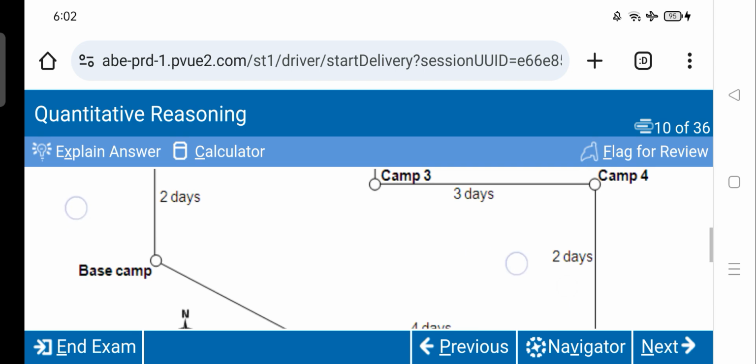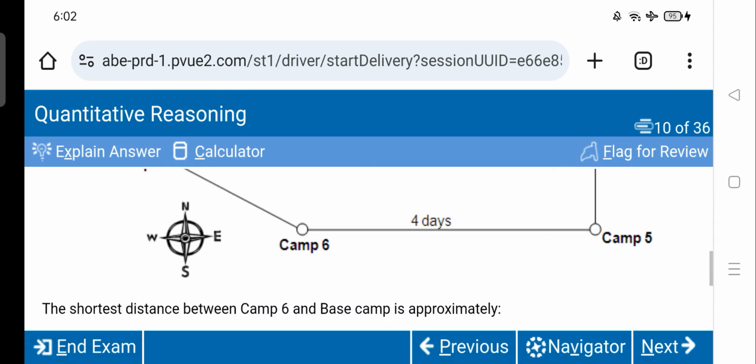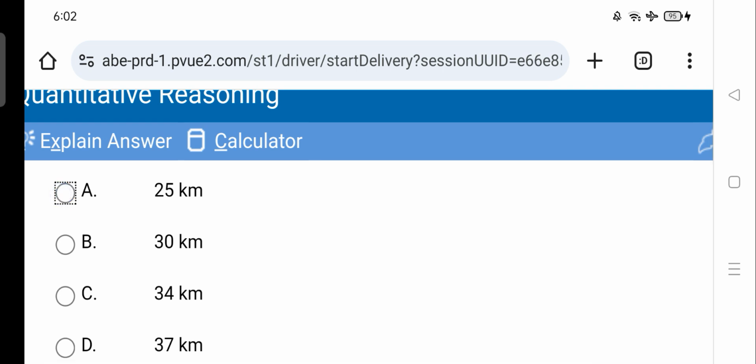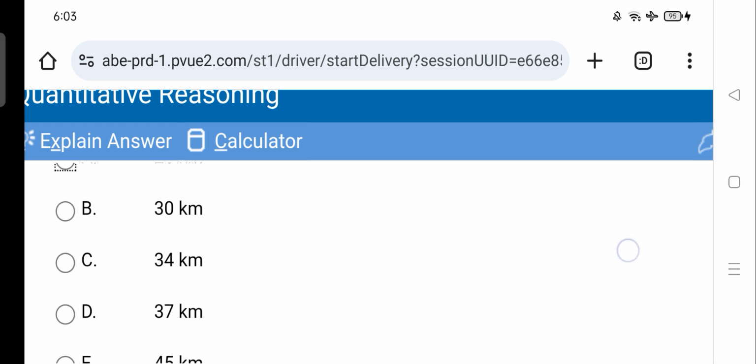Here we have this base camp. So option A we have is 25 km, option B 30 km, option C 34 km, option D 37 km, and option E we have is 45 km.